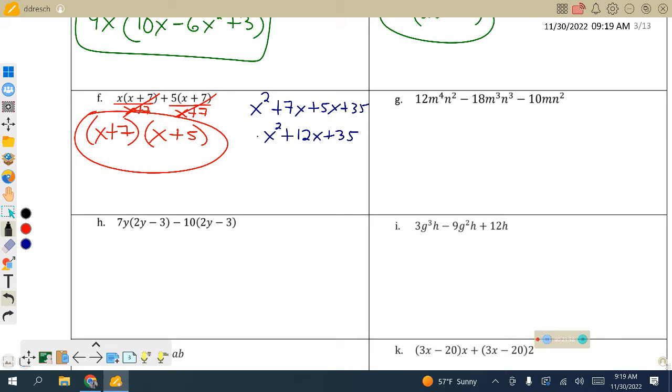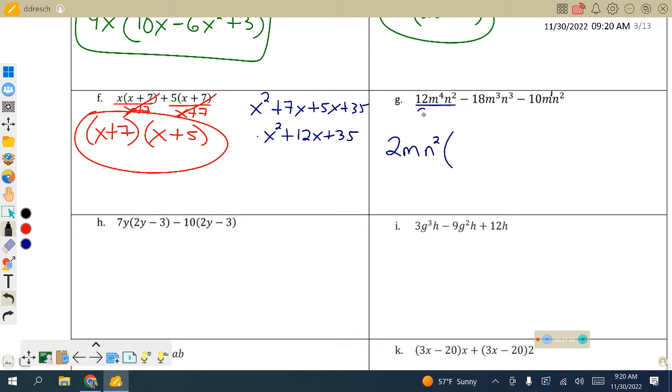Let's look at letter G now. A lot more going on. I got some extra variables in there. Who cares? 12, 18, and 10. The GCF for 12, 18, and 10 is 2. Go with the m's. How many m's can I take out? m to the fourth, m to the third, m to the first. So as Caleb said, m to the first. And how many n's can I take out? Smallest exponent is 2. That works for me. And there's your GCF.